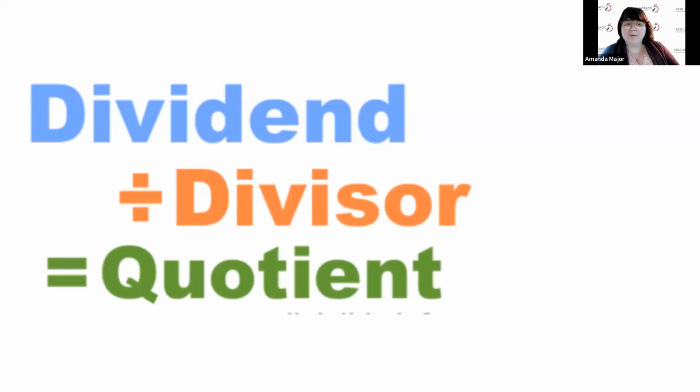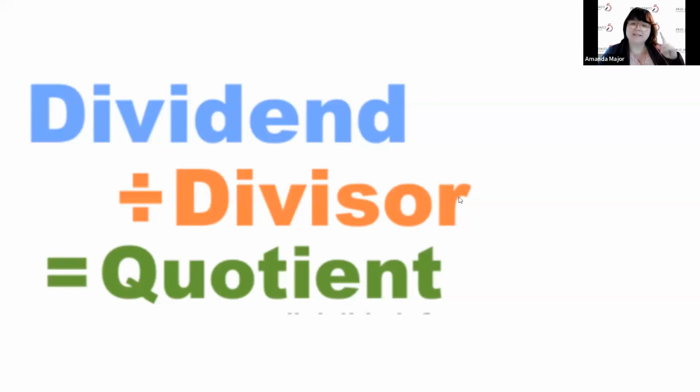When we set up a division problem, we have 3 different parts, and we talked about those in the past, but the 3 parts are our dividend, our divisor, and our quotient. The divisor is what we are dividing by. Our dividend is the number that we're going to be dividing up into parts, and our quotient is the answer to the problem.